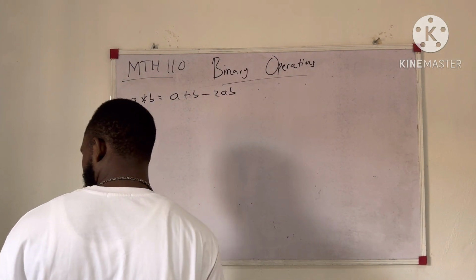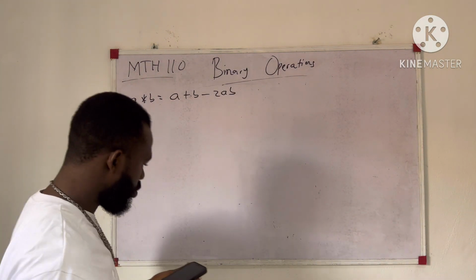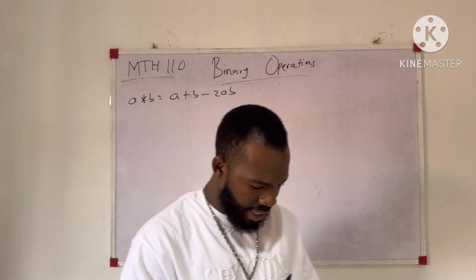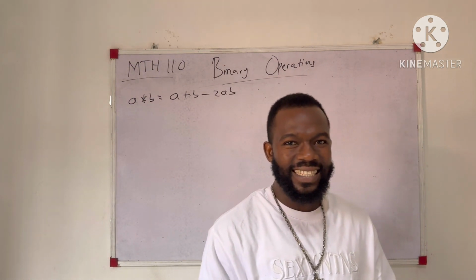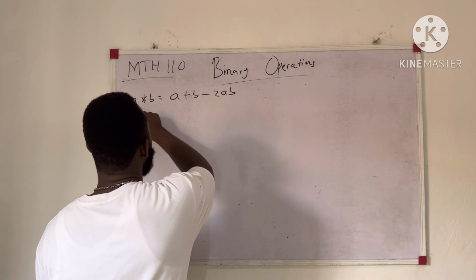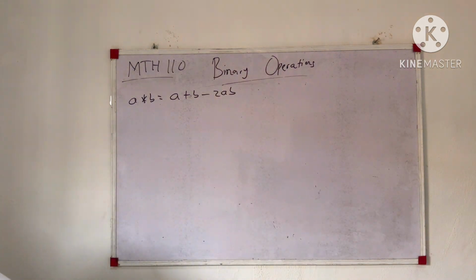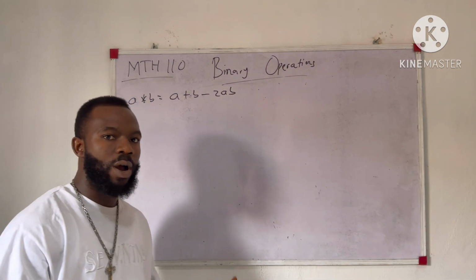Now, still under question 2, we were told to find the identity element of this operation. Now, how do you solve for the identity element? This is what we're going to do.